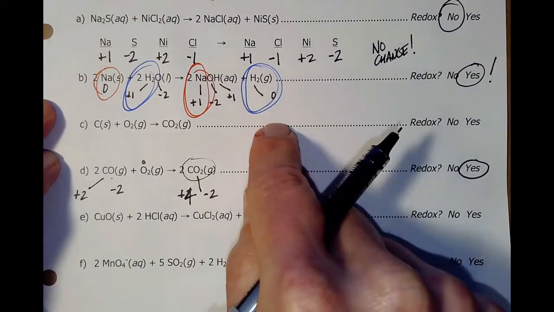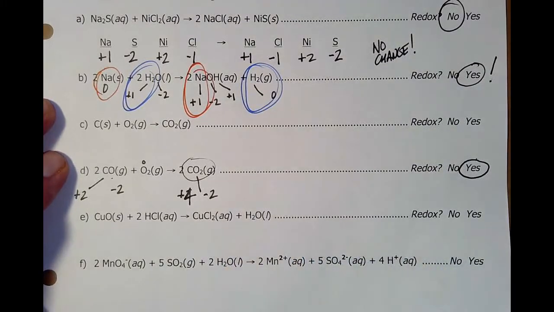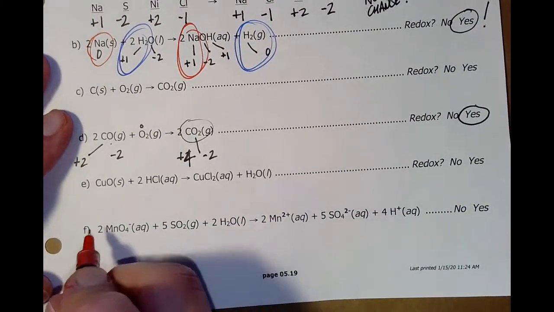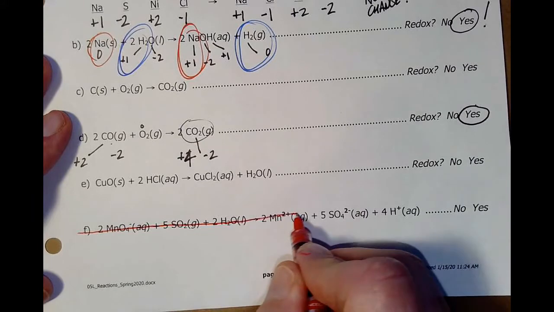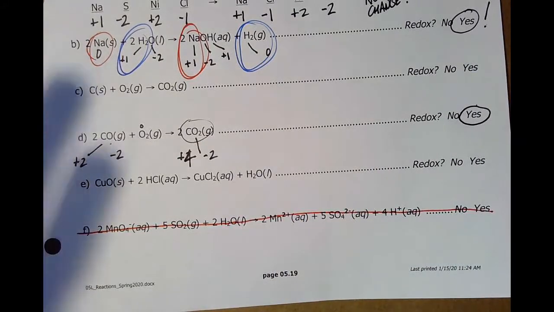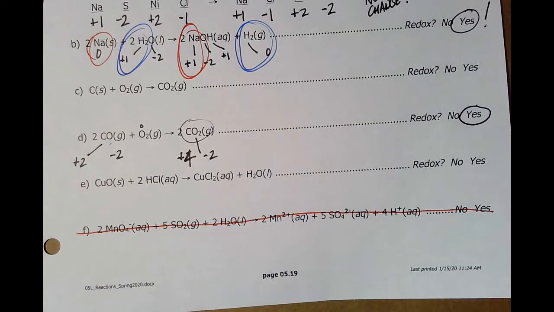I'll let you do C and E. The answer's in the back of the book. And this is a little ambitious. If we had more time this semester, we would do that one. You could do it for fun. Well, you know I did it for fun. All right, let's look at page 5.20. More practice.